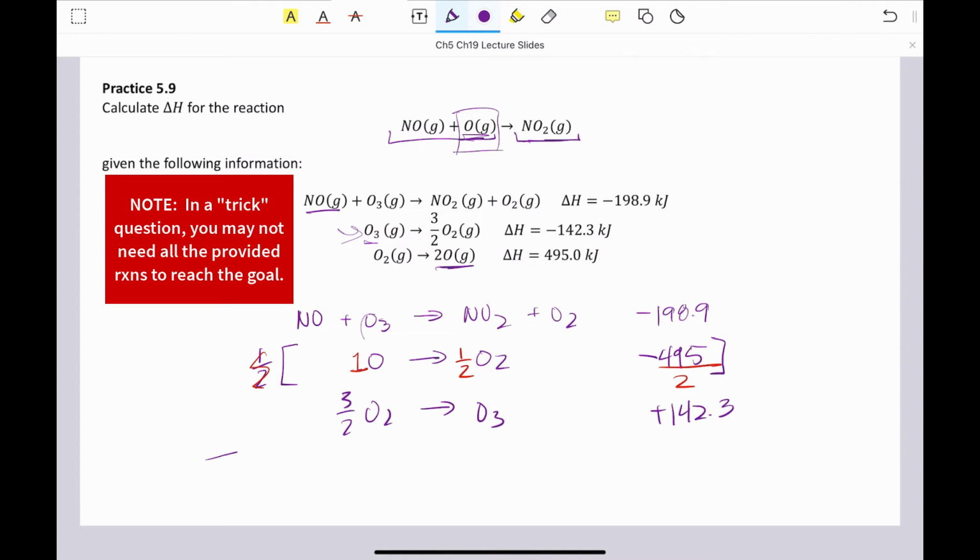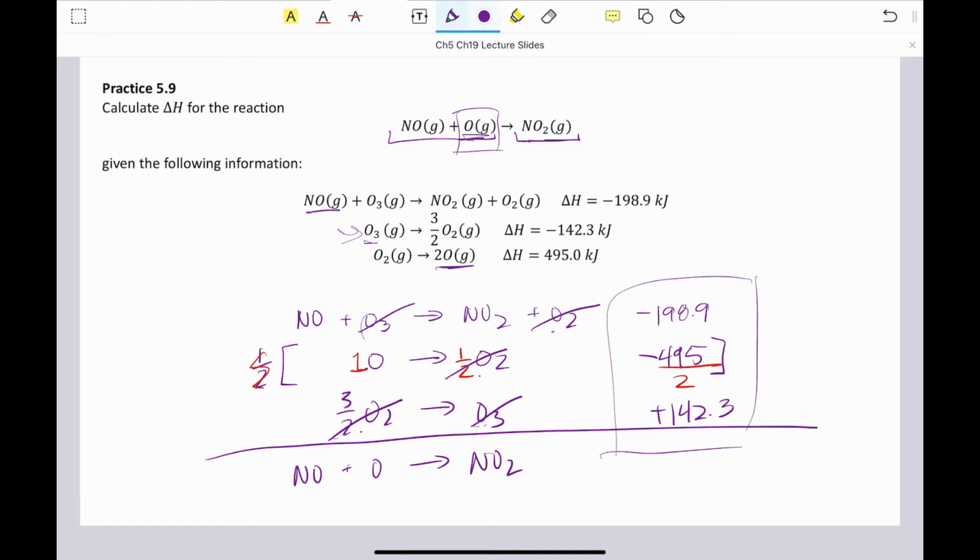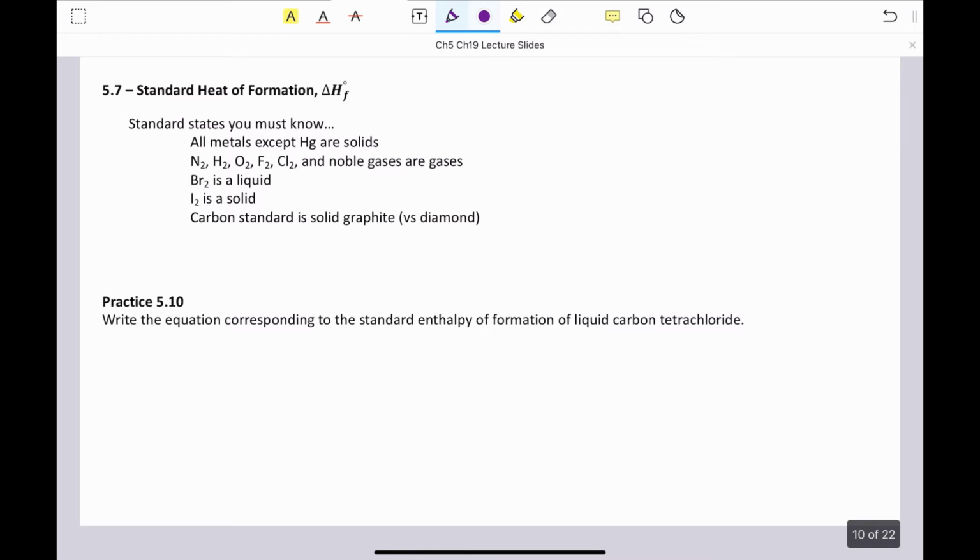And now we have to double check, does everything cancel? So we have one NO and one O, ozone cancels. We have 1.5 oxygens, the 1.5 oxygens, those cancel. And so I do have NO plus O gives me NO2, which is exactly what I want. And I will then sum these: negative 198.9 plus negative 495 over 2 plus 142.3 to give us our overall delta H for the reaction. Yes?